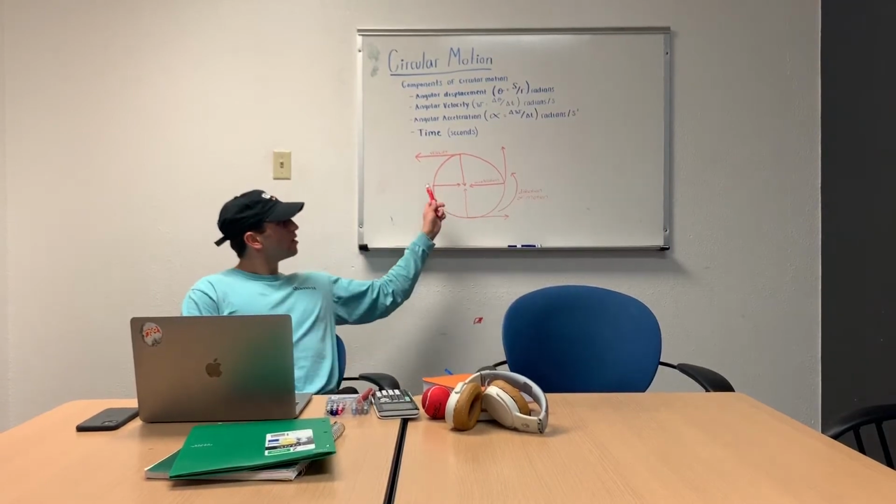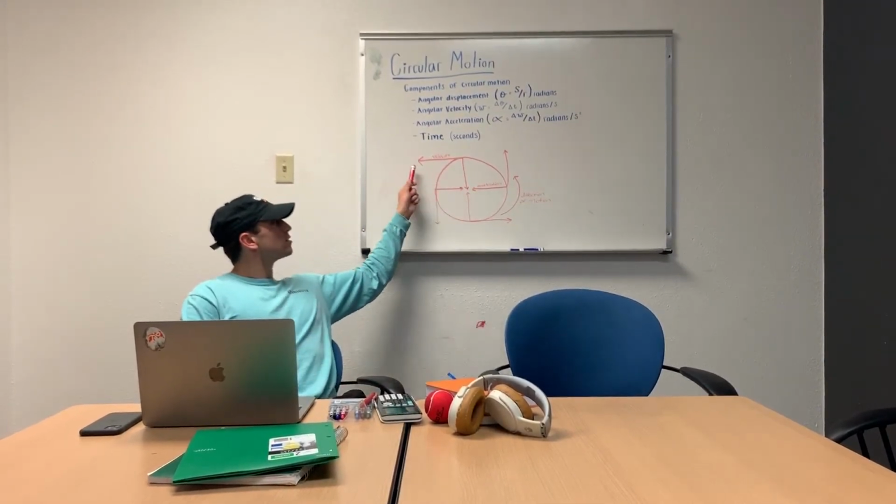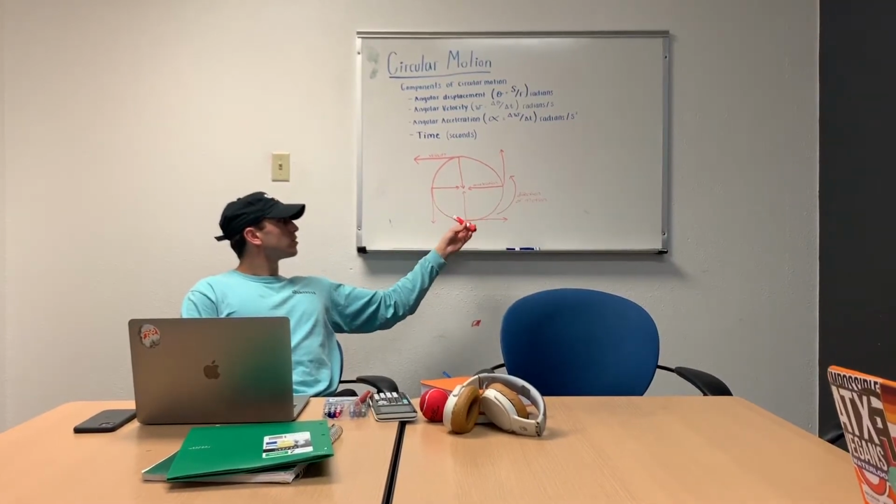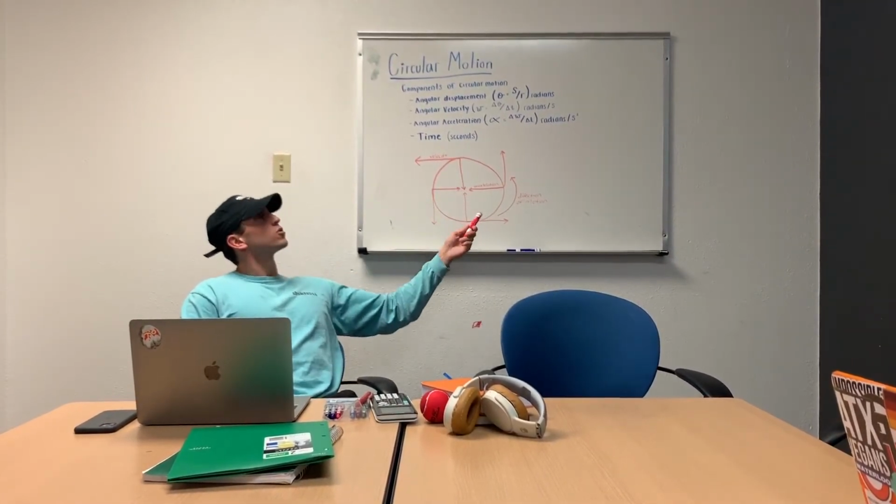This diagram shows the velocity in the tangential direction, with acceleration always going towards the center, in the direction of motion. And this is what circular motion is.